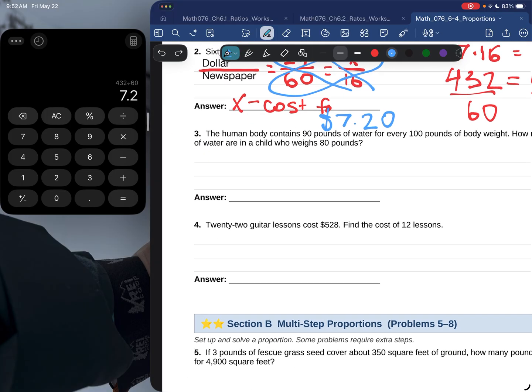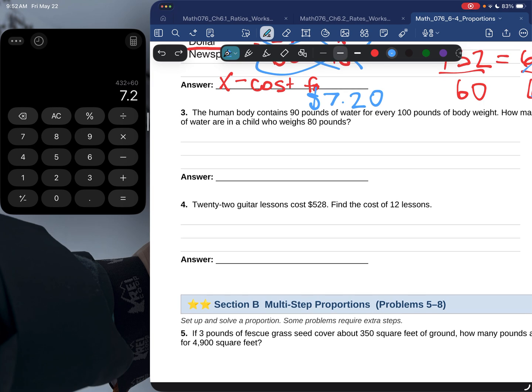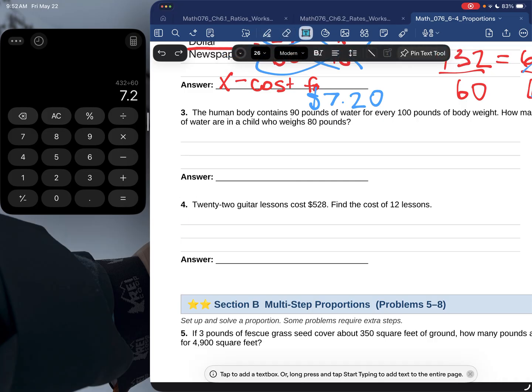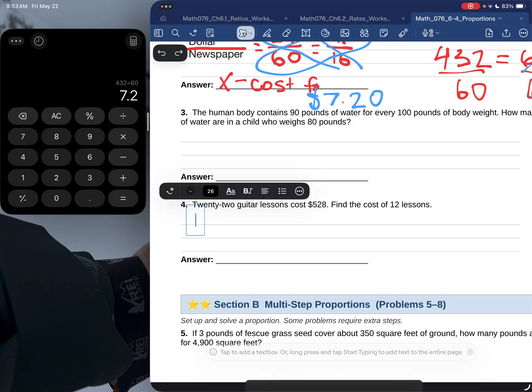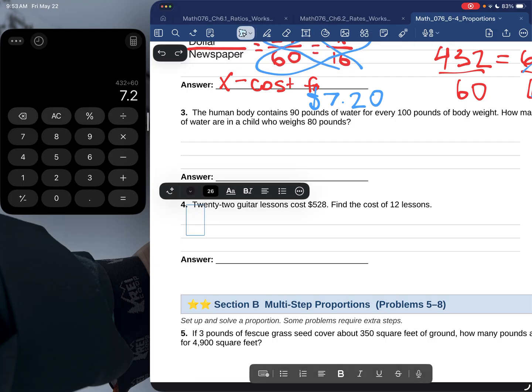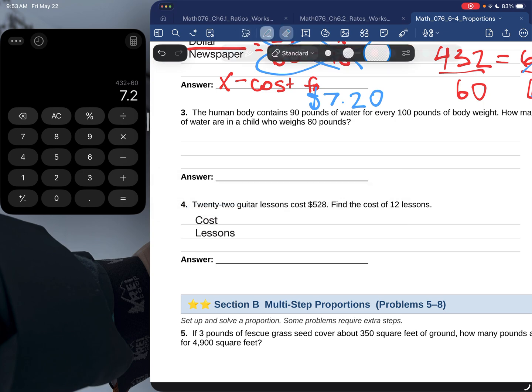Number 4, 22 guitar lessons cost $528. Find the cost of 12. Okay, so again, I'm going to write out what I'm solving for, and which goes in numerator and denominator. So I've got guitar lessons and cost. I'm going to put cost in the numerator. It just makes me more comfortable. And then lessons in the denominator. If you want to do it the other way, it's totally okay. Okay, so I've got cost over lesson.